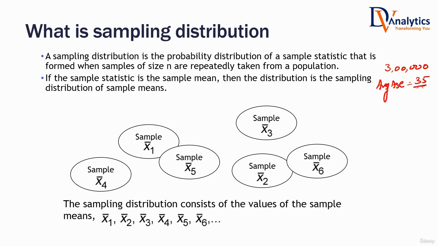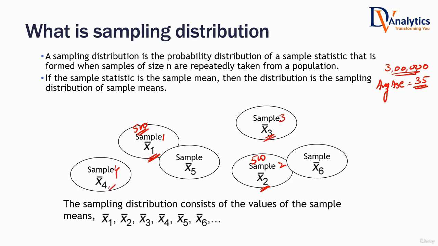35. Now imagine you took sample 1. How many records are there in sample 1? Randomly out of 3 lakh, I'm selecting 500. I calculated the average age. This is the average age value, sample statistic 1. I took sample 2, another 500. This 500 I kept back, and again from 3 lakh, I'm selecting another sample of 500, that is average 2. Again from 3 lakh, I'm selecting sample 3, average age 3. Again sample 4, average age 4.